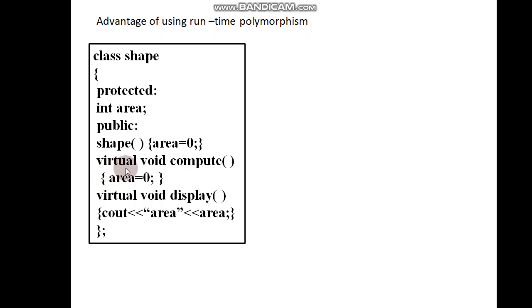So particular shape inheriting this base class will be calculating area. Then display is a function which displays area. Now this display function displays area as 0 as this is a general shape class. These two functions are made virtual. So classes derived from this as a base class can override compute and display function.